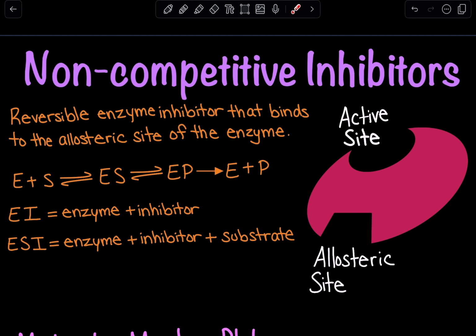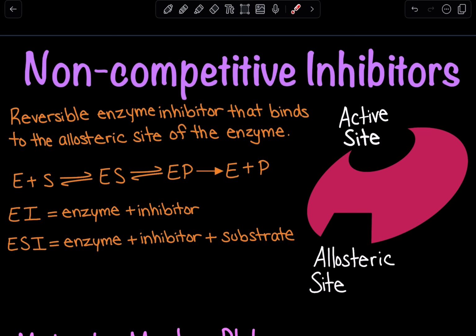there are two major classes of inhibitors. We have irreversible inhibitors and we have reversible inhibitors. Now, irreversible inhibitors are able to form covalent and non-covalent interactions with our enzyme, and they are irreversible. Whereas reversible enzyme inhibitors only form non-covalent interactions. They do not form covalent interactions with the enzyme. So non-competitive inhibition is an example of reversible enzyme inhibition. So it forms non-covalent interactions.